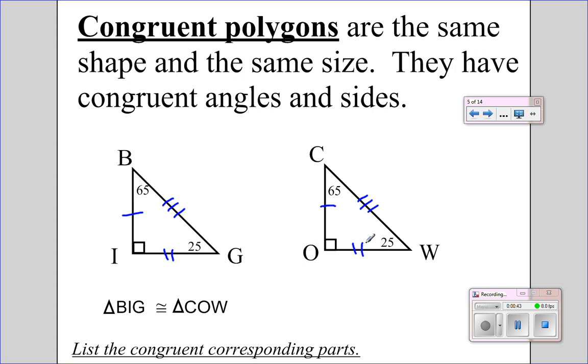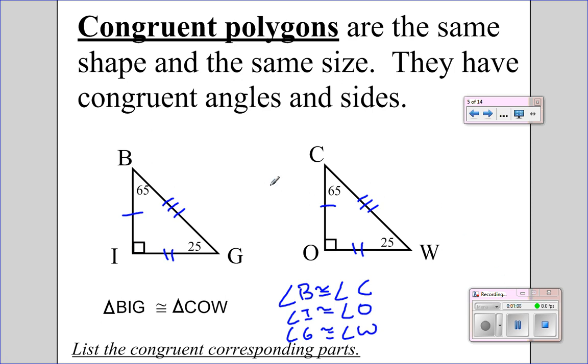An important thing to look at here is their corresponding parts. In other words, what does angle B correspond to in this triangle? Well, angle B is congruent to angle C. So B and C are corresponding parts. Angle I corresponds to angle O. Angle I is congruent to angle O. And finally, angle G is congruent to angle W.